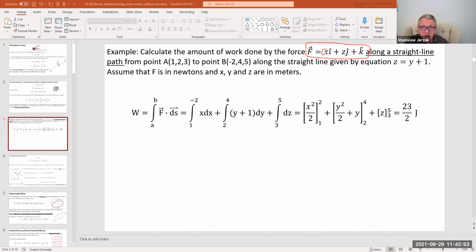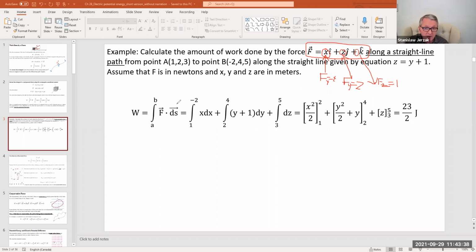Whatever is in front of unit vector i is Fx. So this is the x component of force F. And as you see, the x component depends only on x. Whatever is in front of j unit vector is Fy, the y component. But as you see, the y component depends on z, not on y, but on z. And the third component, which is what is in front of k, is 1. That z component is equal just to 1, right? So the x component is equal to x, the y component is equal to z, and the z component is equal to 1.